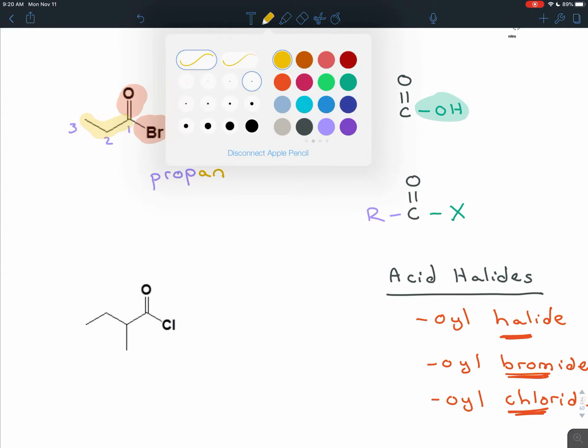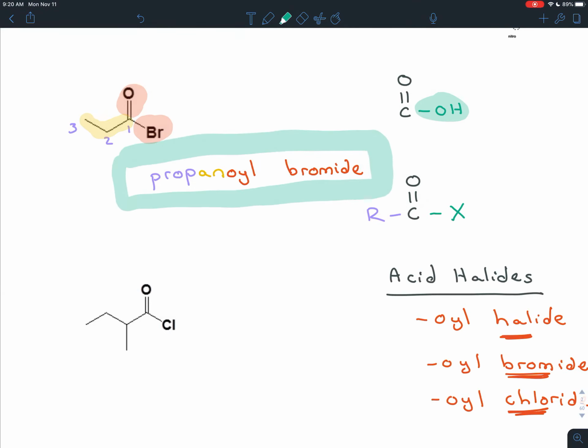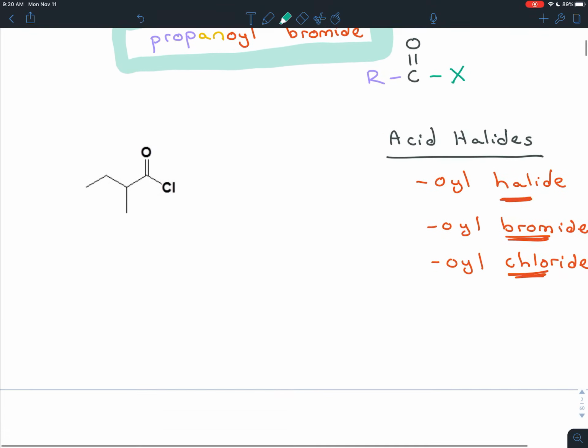So you have propan. Now for the suffix. We see that we have an acid halide. Specifically, we have an acid bromide. So the suffix will be oil, and then the first syllable of the halogen, brom, and the ending ide. So the full name for this compound will be propanoyl bromide. All right, next one down.